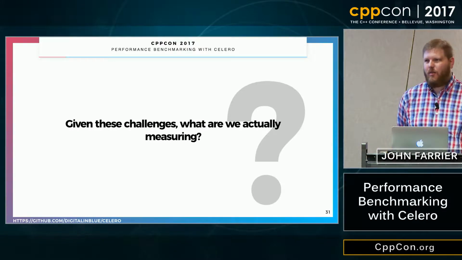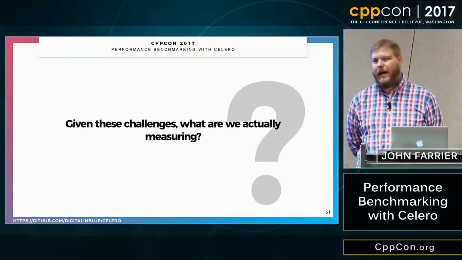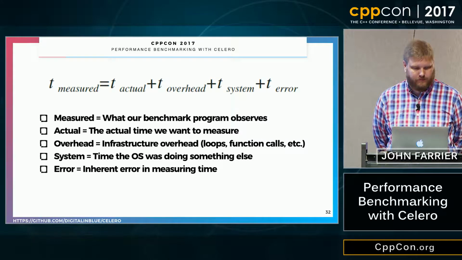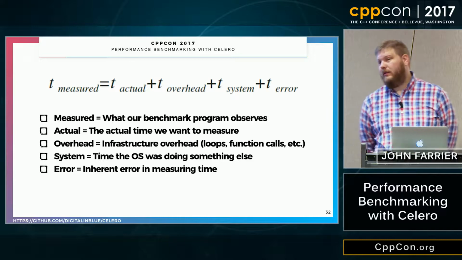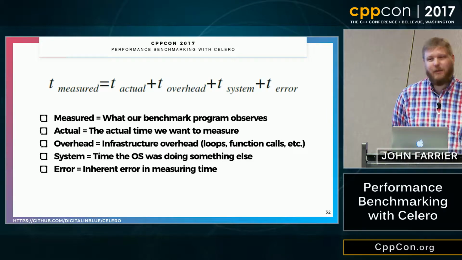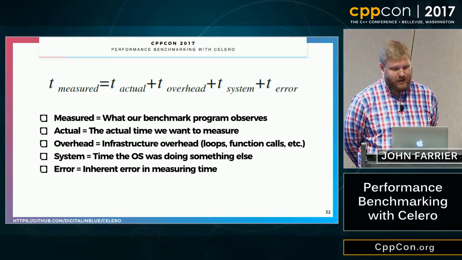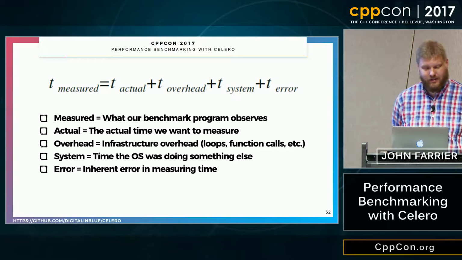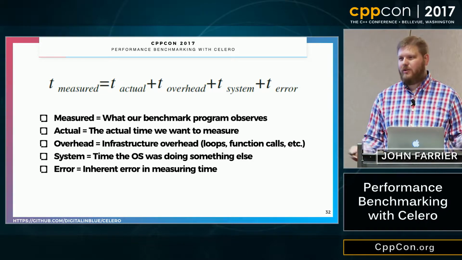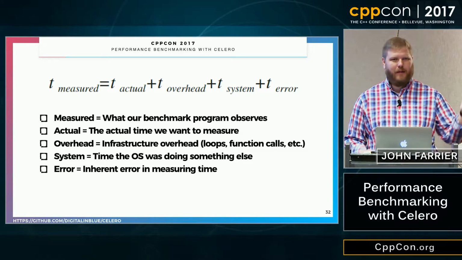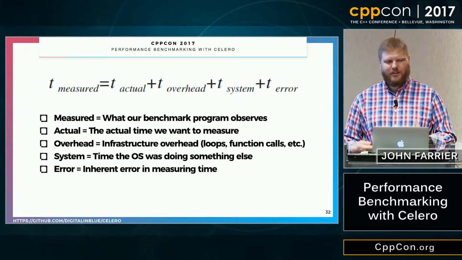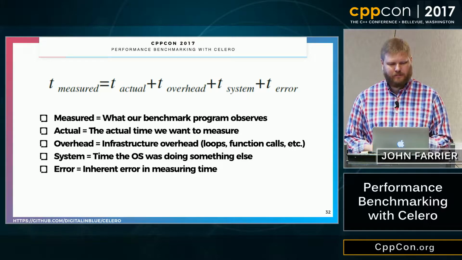So given these 3 kinds of challenges, what do we end up actually measuring within the benchmarking suite? I made up a formula, and it's not very complicated. And I think you all could make up your own, maybe with more terms, maybe with less. But for now, this is what I'm going to go with. We've got T measured. That's the total amount of stuff that we measured. So between starting the timer and stopping the timer, there's a bunch of things that went on. And so that's what we've actually measured.